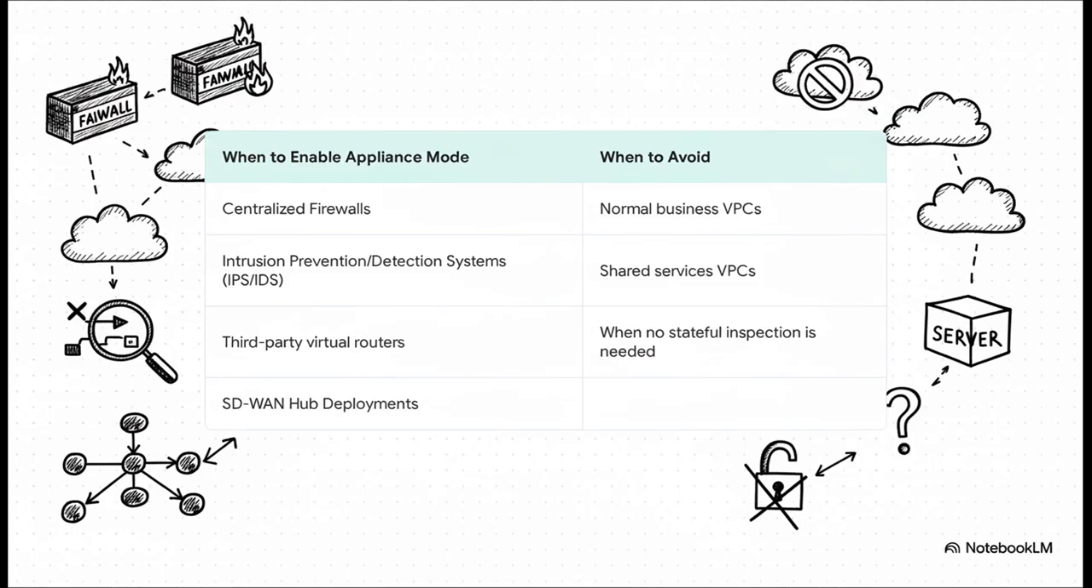Now this slide is your practical cheat sheet. You absolutely want to enable appliance mode for any VPC that's hosting a stateful inspection device. We're talking your Palo Altos, your FortiGates, an IDS system, or even an SD-WAN hub. But you want to avoid it for your normal application VPCs. Turning it on where it's not needed just adds unnecessary complexity and can constrain your routing.